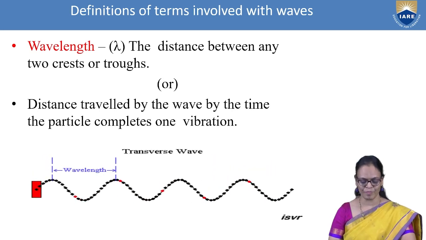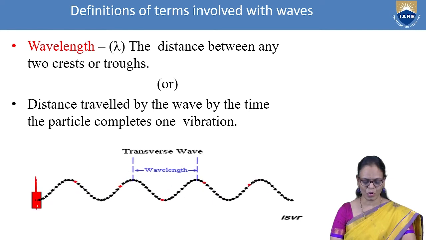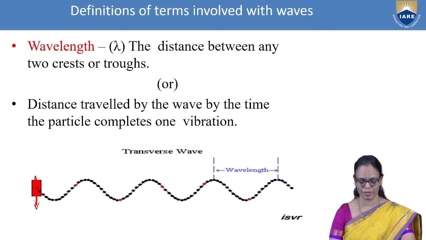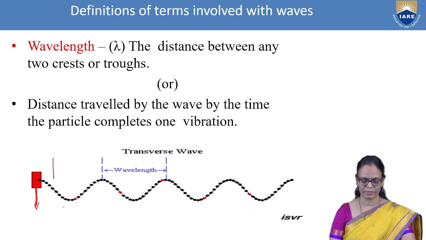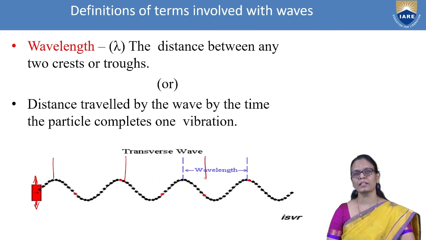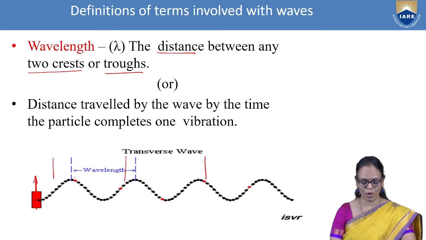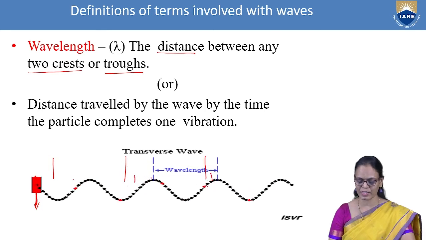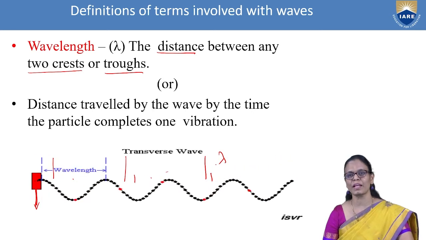So you see here, the particle is vibrating like this. By the time the particle makes one complete vibration, the wave travels through one wavelength distance. So this is one wavelength. Otherwise, we are calling the distance between any two crests or troughs wavelength. So what is this distance? Distance between any two crests. This is a crest, this is a crest. So the distance between any two crests, we are calling it wavelength lambda.